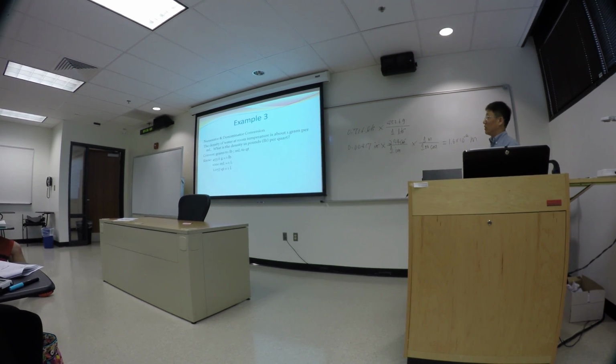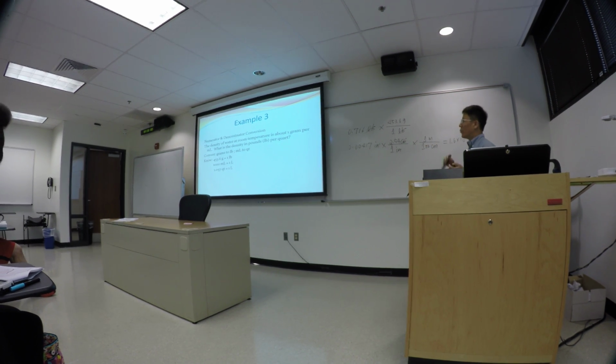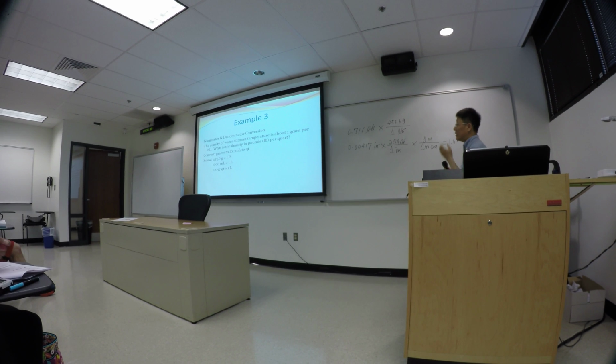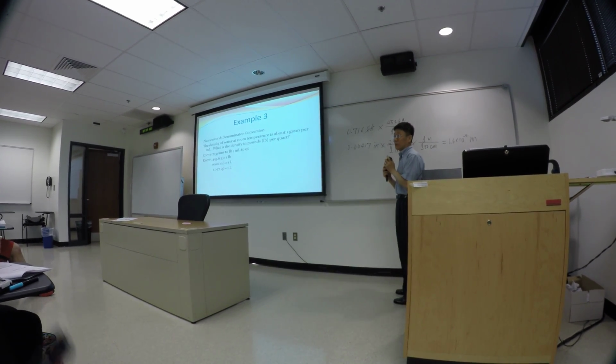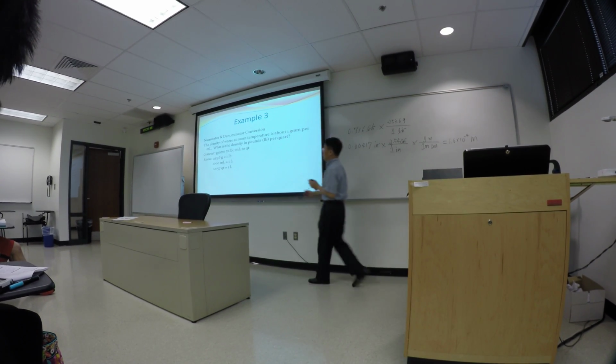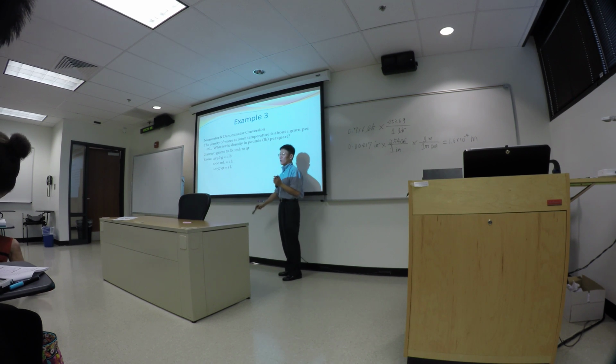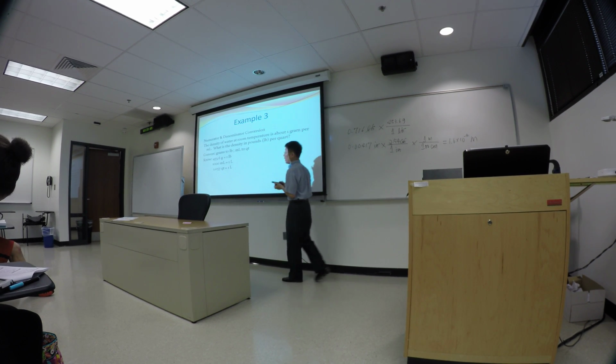So, another exercise here. Okay, the density of water at room temperature is about 1 gram per milliliter. What's the density in pounds per quart? I'm giving you all of these conversion factors. How do we set this up?